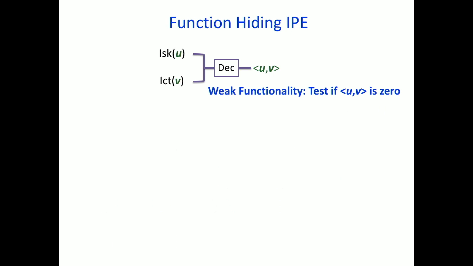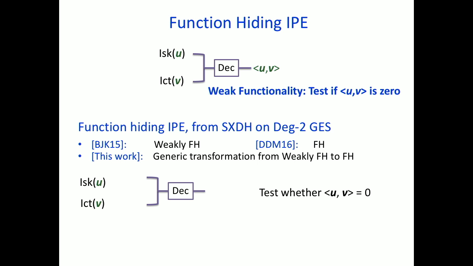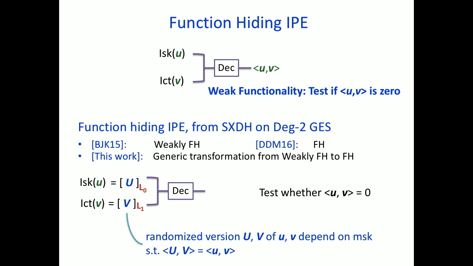Okay. So in this work, we actually only need a weaker version of such IPE, in the sense that we just need the IPE to reveal whether the inner product is 0 or not. We do not need it to actually reveal the entire inner product. And such IPEs can be constructed from degree 2 graded encodings. And what do these constructions actually look like? Not too surprisingly, the secret key and the ciphertext are graded encodings of some randomized version of the original vectors.